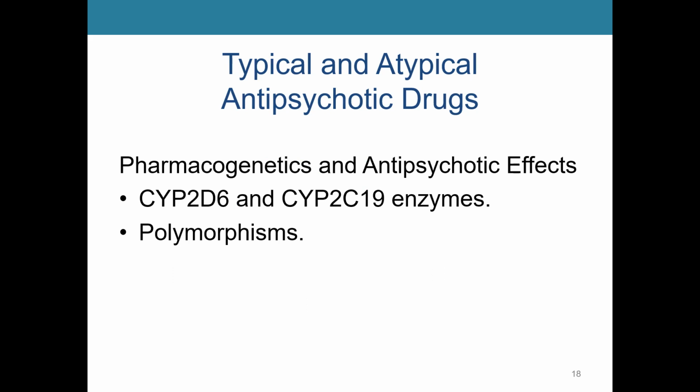CYP2D6 and CYP2C19 enzymes metabolize approximately half of all types of antipsychotic drugs. Polymorphisms for the enzymes cause some individuals to be poor metabolizers and rapid metabolizers of antipsychotic drugs. This may account for how practitioners adjust dosing for patients to achieve the therapeutic effects or avoid adverse effects.